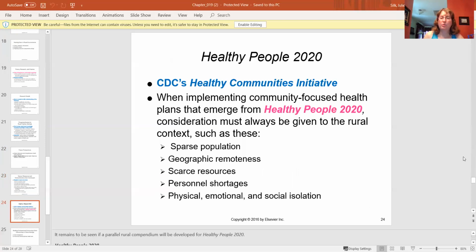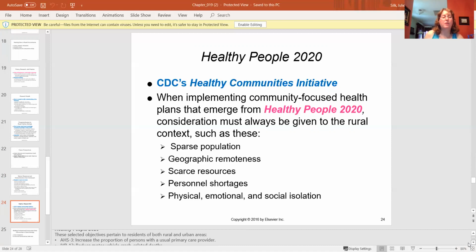When you look at Healthy People 2020, the CDC's Healthy Communities Initiative, they talk about when implementing community-focused health plans that emerge from Healthy People 2020, consideration must be given to the rural context, such as the sparse population, the geographic remoteness, the scarce resources, personnel shortages, and physical, emotional, and social isolation. It remains to be seen if a parallel rural compendium will be developed for Healthy People 2020.